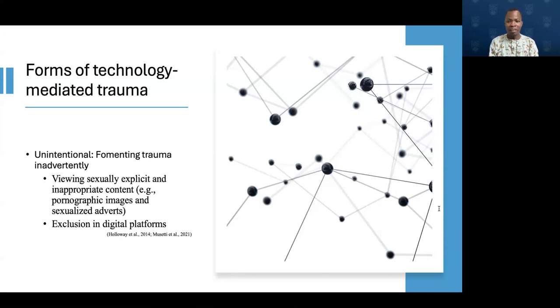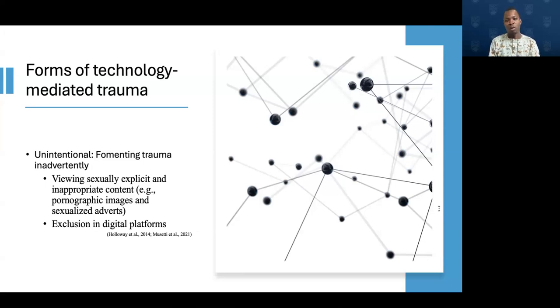On the other hand, a lot of technology-mediated trauma activities may occur unintentionally. And this is usually through interface features that remind people of prior traumatic circumstances. Or this could be through clinicians or healthcare professionals not knowing how to communicate with survivors of trauma through digital health interventions.